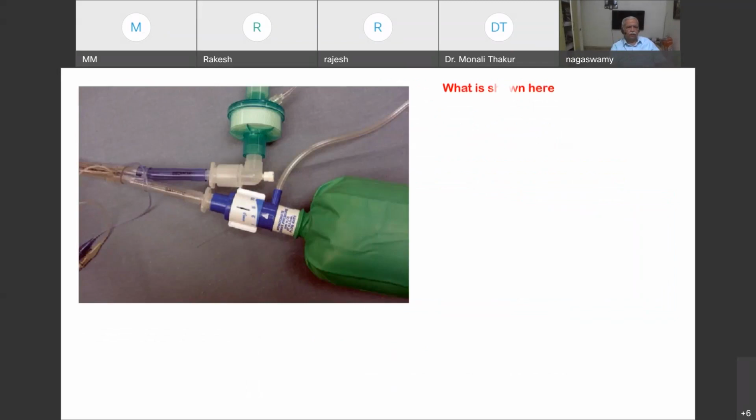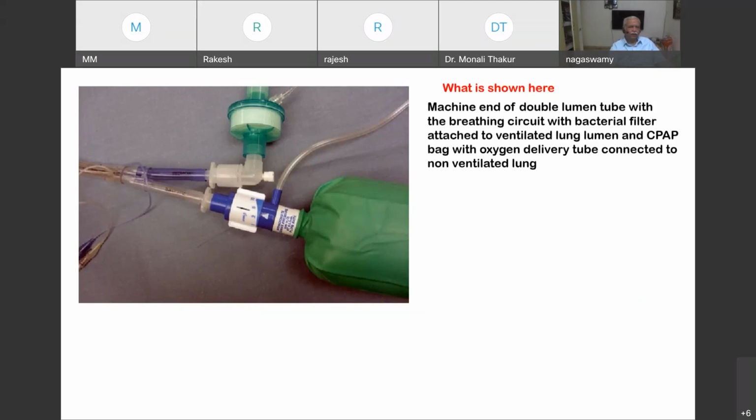This all of you must be aware of nowadays because we talk about this a lot. Double lumen tube. Double lumen tube, which end? Patient end or machine end? Machine end. At the machine end, two tubes are connected to two different things. What are they? So at the machine end of the double lumen, one is connected to the breathing tube with an HME filter. Another is for the non-ventilated lung for CPAP with oxygen connection. Okay, so this is the connection.